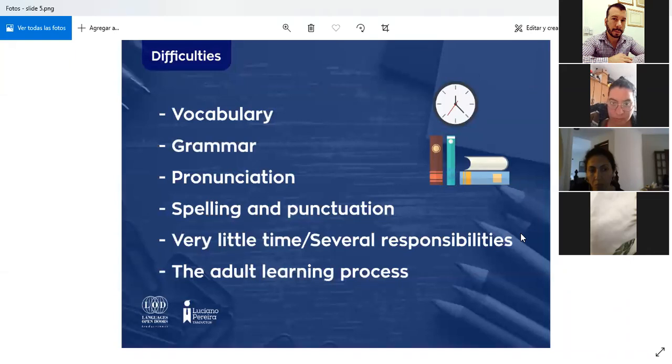We have very little time, several responsibilities. Well, this happens often with adult students. They have many worries. They have to take care of their family, they work, they study at university, and so on. They have many responsibilities and perhaps very little time to spend studying the language. I prefer not to give them homework because I know they are not going to be able to do it because of the lack of time.